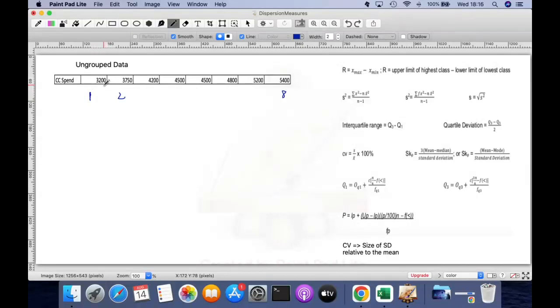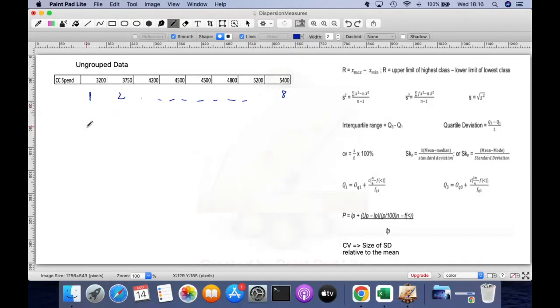So we have credit card spending for these 8 people, with person 8 spending the most, 5,400, and person 2 spending second most, person 3 third most, etc. You won't be guaranteed that this data is given to you in order. You need to look at it, and if it's not, then you need to put it in order yourself, just as we did last week. That's the data, and that's basically what it tells us.